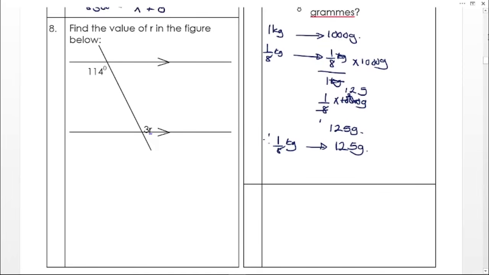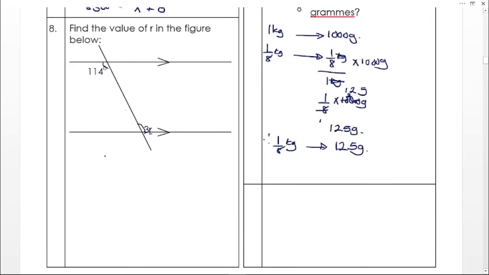This other question is on angle properties, and this question is number 8, saying find the value of r in the figure below. Now when you look at this one, this is the transversal, these are the parallel lines. Now we need to get the value of r, so we are having these angles here. So what is the relationship between the angles? Oh, good of you. These angles are alternate interior angles.